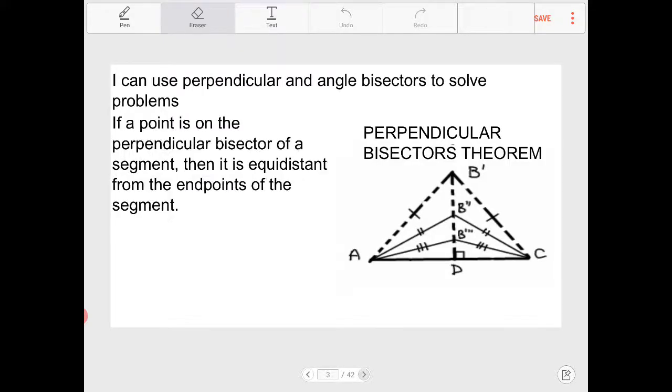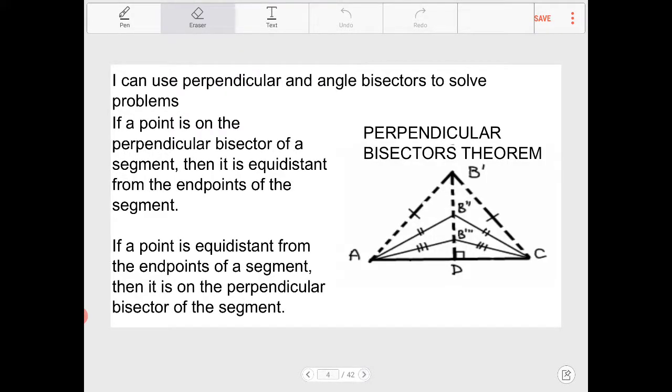So what exactly is the perpendicular bisector theorem saying? If a point is on the perpendicular bisector of a segment, then it is equidistant from the endpoints of the segment. If a point is equidistant from the endpoints of a segment, then it is on the perpendicular bisector of said segment. The key takeaway here, I'm going to use a highlighter, is that these segments here are going to be the same length. This segment is going to be the same as that, and this the same as that, and so on and so forth. All of those segments are going to be the same.